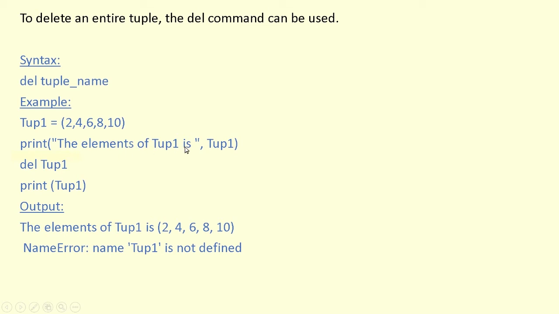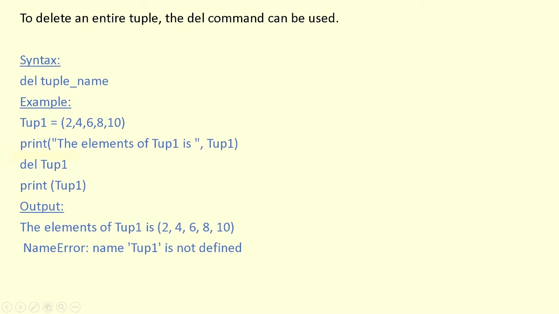So tup1, some values given there. Print the elements of tup1. It will print the elements of tup1 as 2, 4, 6, 8, 10. Next command I have given is del tup1. So what happens? Tuple 1 will be deleted. If I give print of tup1, it will show an error, because already you know that when we use the del command, it not only deletes the content, it also deletes the entire tuple itself. When we use it for a list, the same thing happens. So it is not present in the memory, and it will show an error.